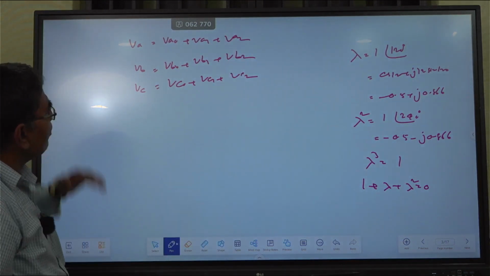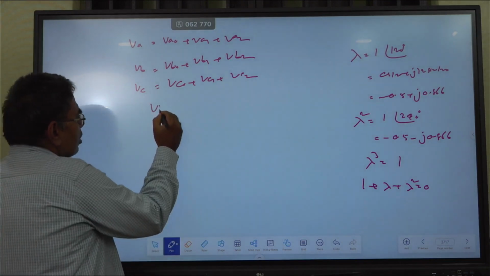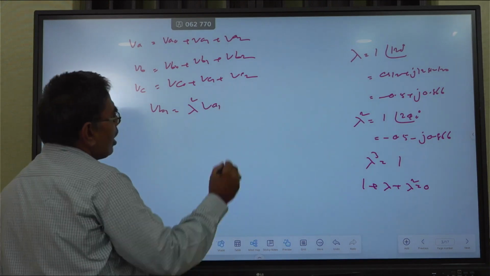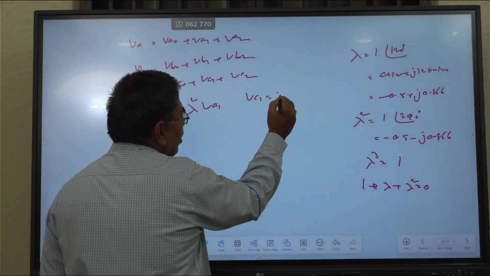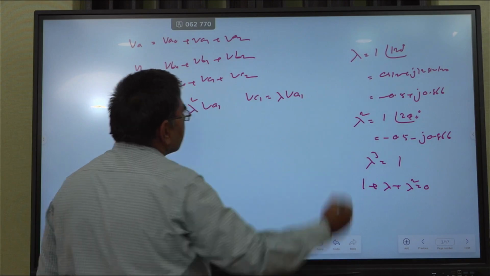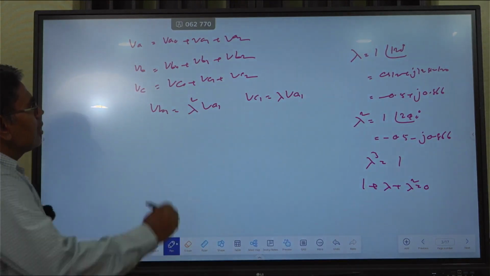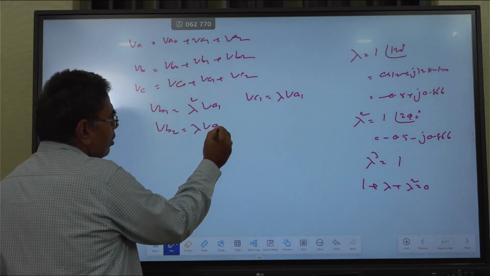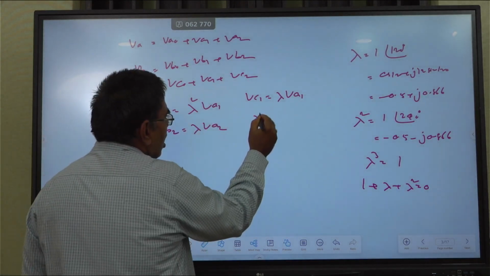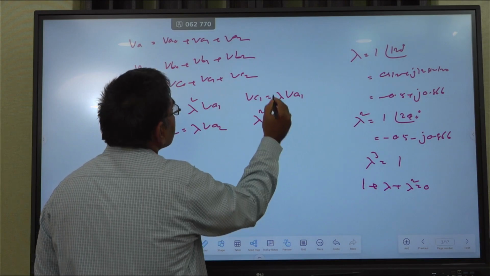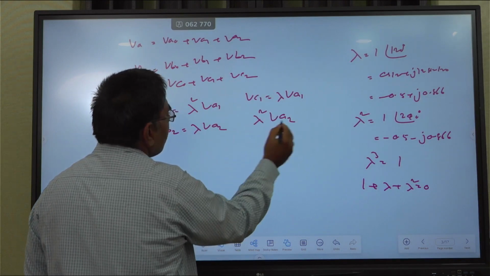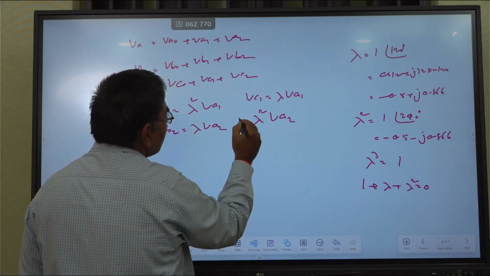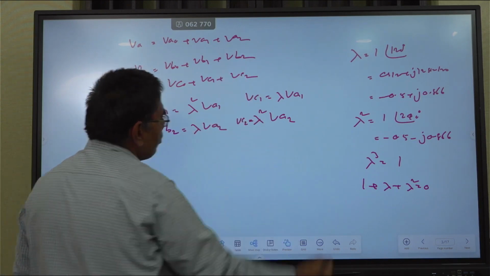With VA taken as a reference, the value of VB1 is equal to lambda square into VA1, and the value of VC1 is equal to lambda into VA1. Similarly, for the negative sequence component, VB2 is equal to lambda into VA2 and VC2 is equal to lambda square into VA2. The zero sequence components are equal: VB0 and VC0 are equal to VA0.